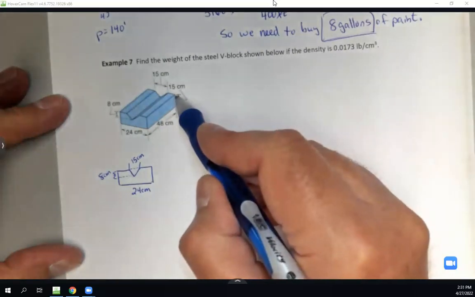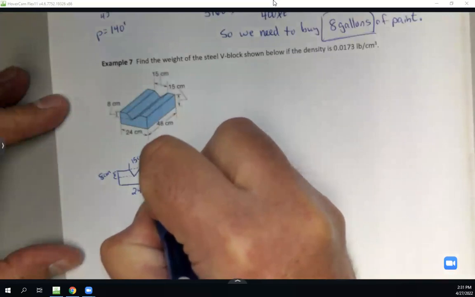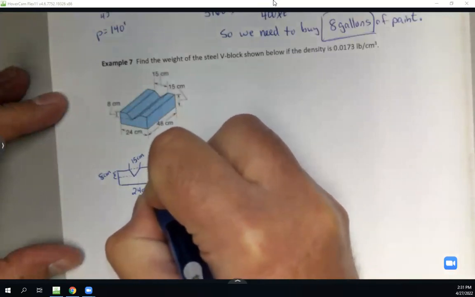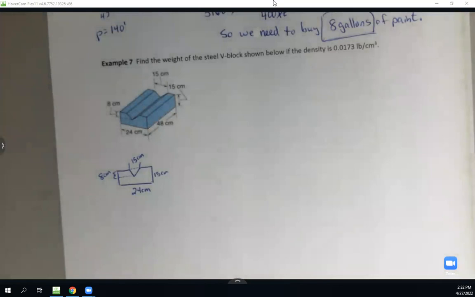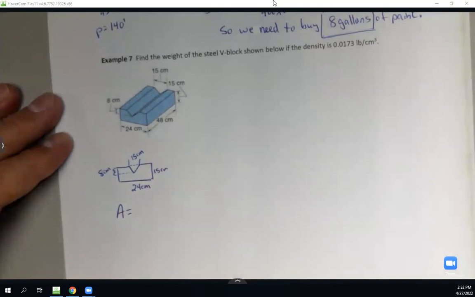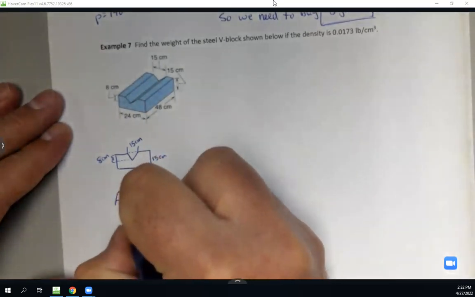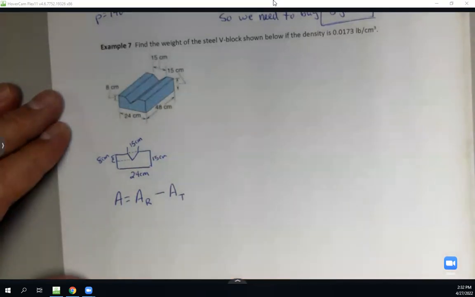And then what else do I know? Over here, I'm told that from here to here is 15 centimeters. So this is 15 centimeters. And the significance of that, that's giving me the height of my rectangle, or the width of my rectangle. Make sense? Okay. So the area of my base, and I'm going to write it this way, that's going to equal the area of my rectangle minus the area of the triangle.